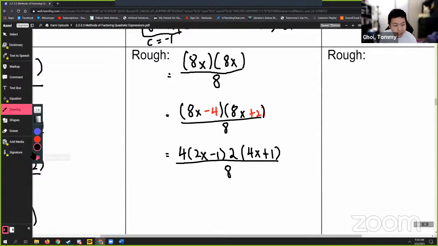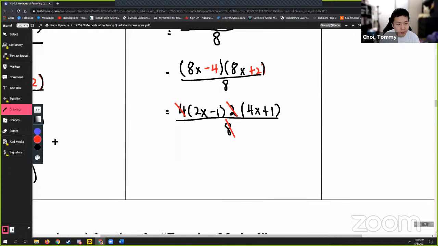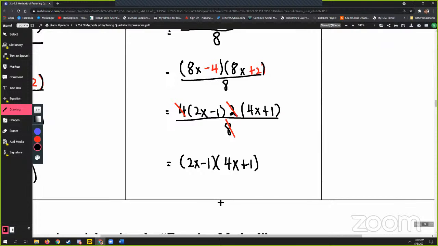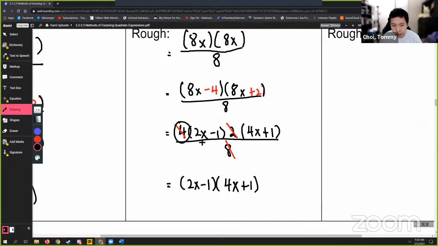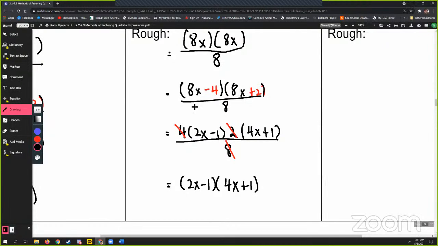And what that nicely does, once again, 4 times 2 is 8, so these actually all cancel out. And we're left with just our brackets, 2x minus 1 and 4x plus 1. And that would be our factored form here. Mister, where did the 2x come from again? Factoring out the 4. Common factoring out the 4. So 8 divided by 4 is 2.